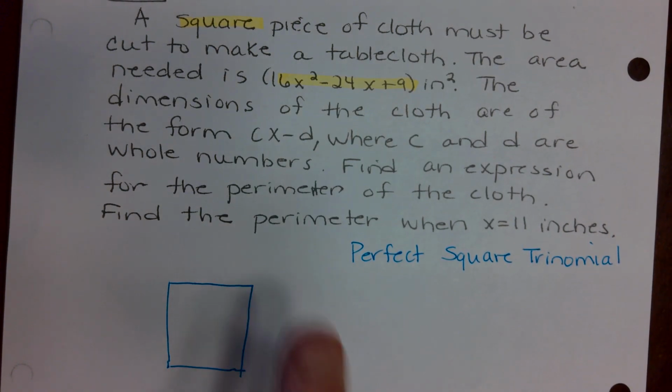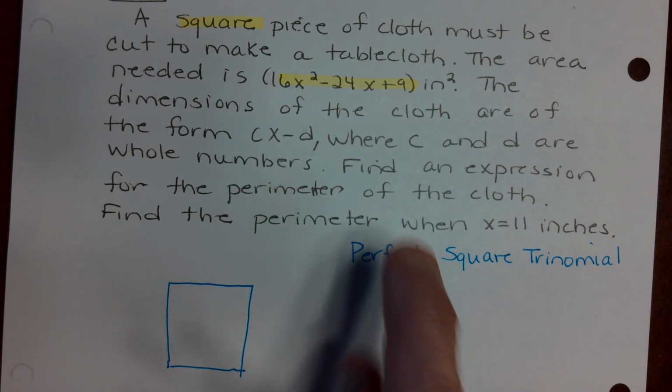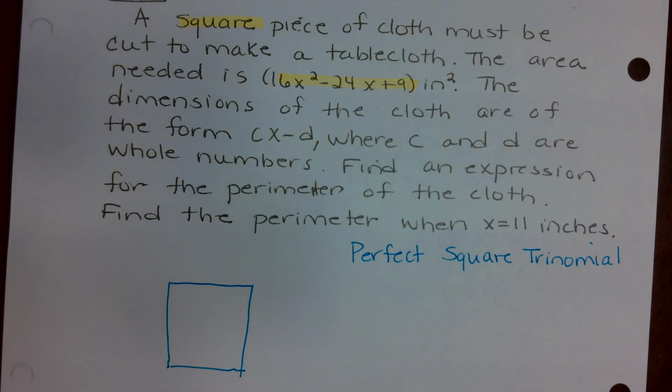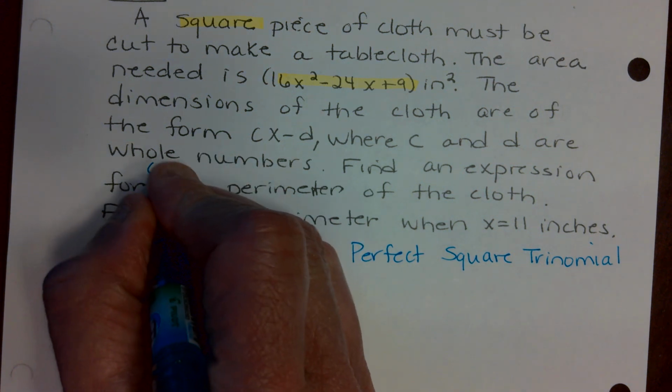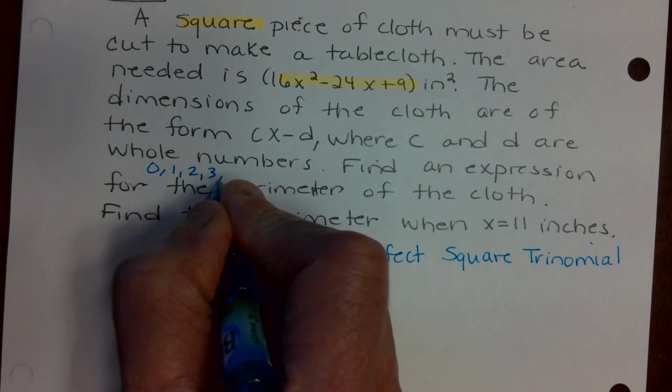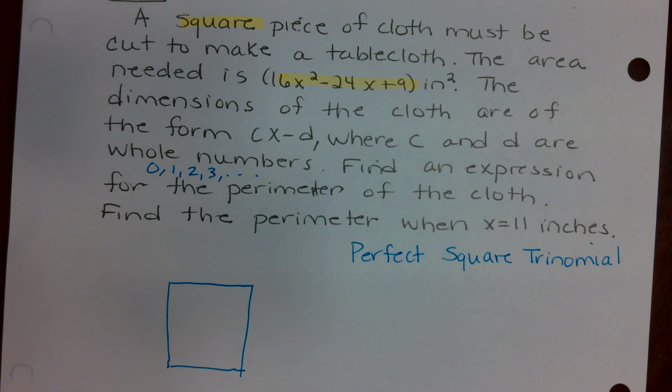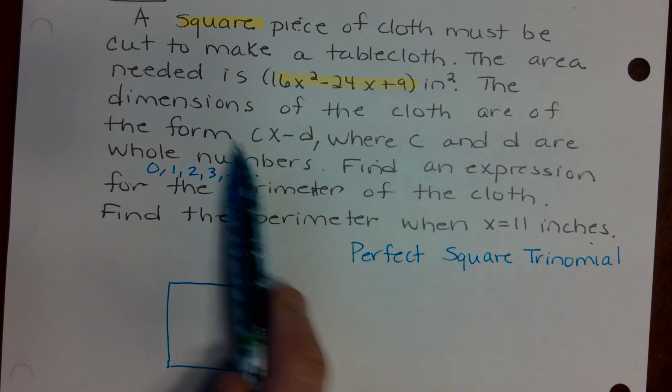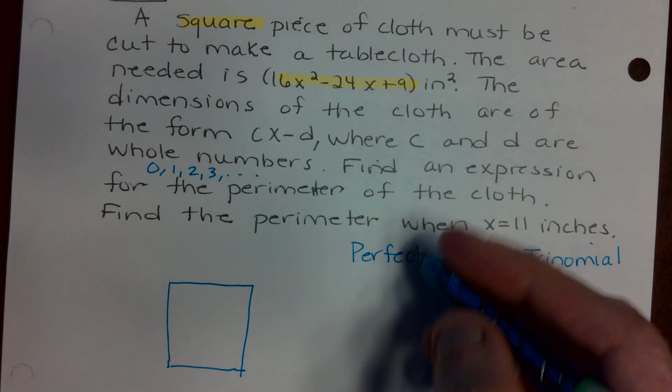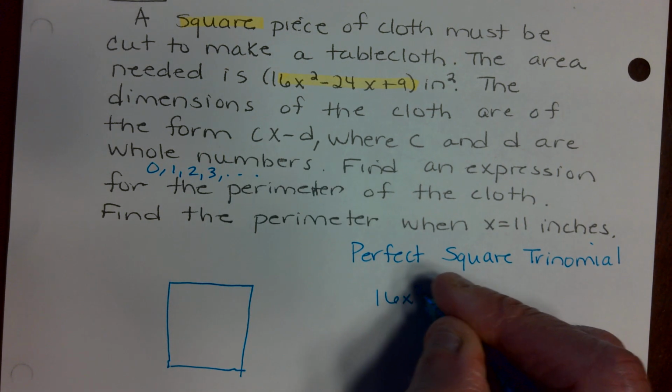Okay, so that means I'm going to check, and since they told us here C and D are whole numbers, you guys know what whole numbers are, right? 0, 1, 2, 3, and so on. So we don't have to worry that these are going to be some weird fractions or something. So let's look at this.